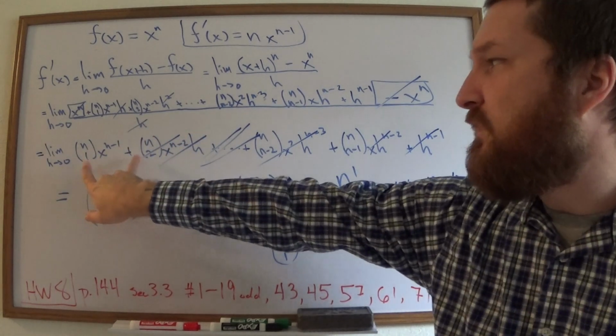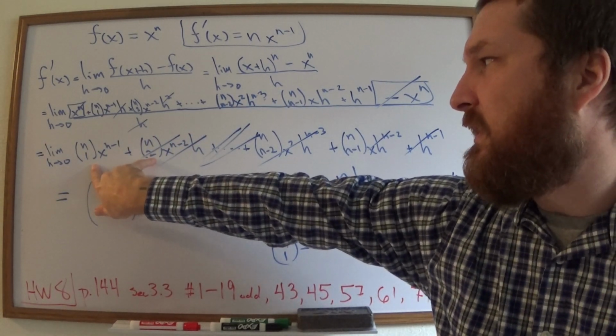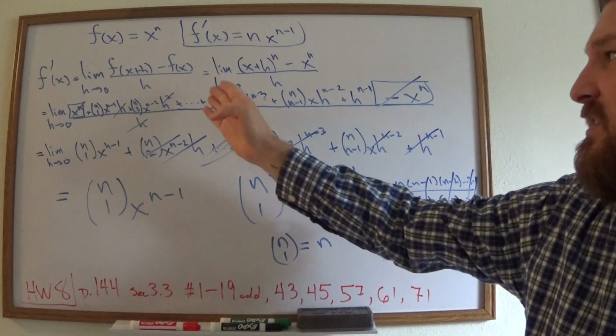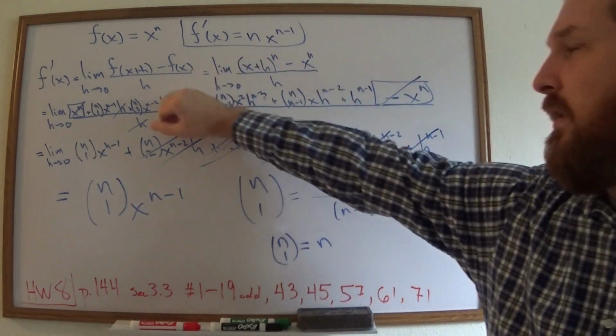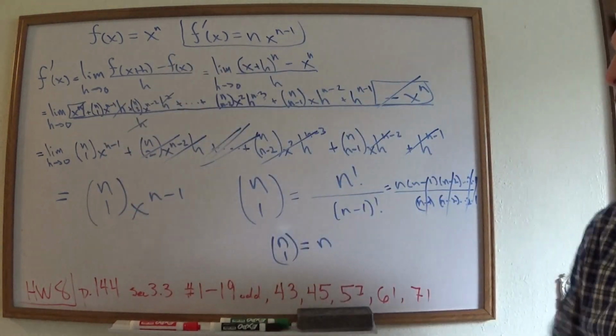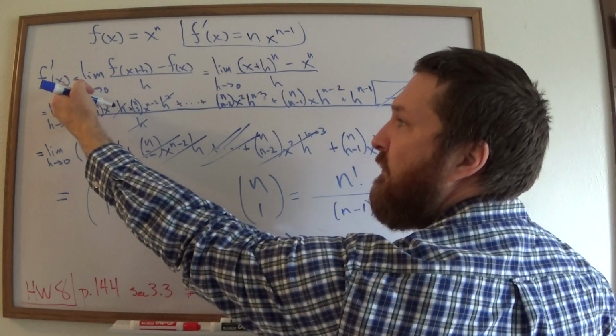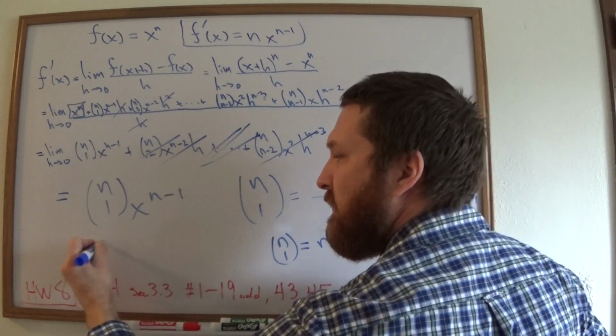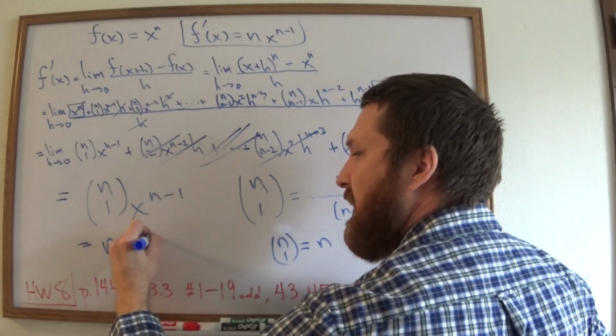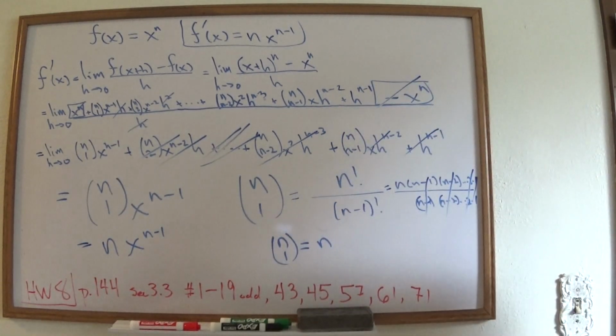All we care about are those first two coefficients. Because in the end, there are so many h's up here that it's going to go to 0, and it won't matter at all. The only thing that's left is this. And so, yes, f prime of x is equal to n times x to the n minus 1. And now we have this nifty formula.